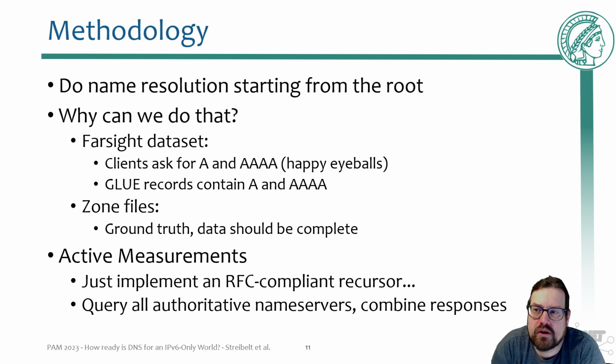Why can we do that with our passive datasets? With clients implementing Happy Eyeballs, most of them will ask for A and AAAA records, making these available in the Farsight data, and glue records are part of DNS responses anyway, so they are collected as well. The zone files, on the other hand, contain all the information the authoritative name servers have available on their zones, so they of course can be used for that purpose.